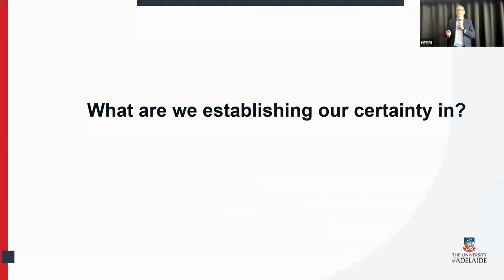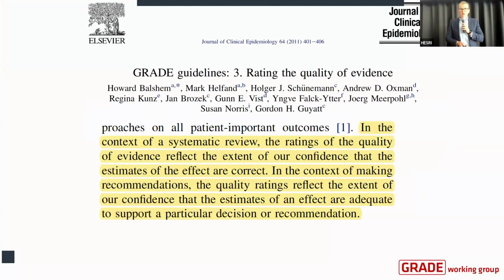Okay, so let's start off with the question: what are we actually establishing our certainty in? When we talk about using GRADE, we apply the GRADE approach to establish our certainty in a body of evidence. But what are we actually establishing our certainty in? And once upon a time, we were focused on establishing our certainty or our confidence that the estimates of the effect are correct. So we're really focusing largely on our certainty in the point estimate. And that's what we would do in systematic reviews.